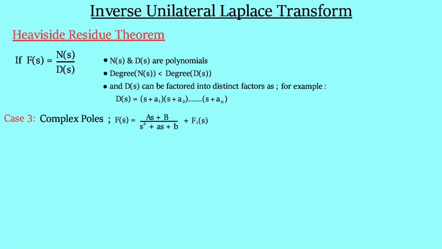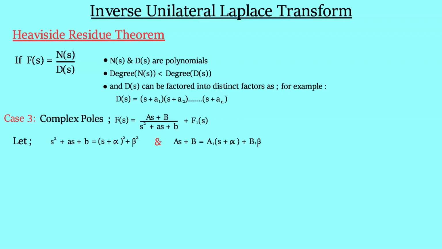The third case is when there are complex poles. The Laplace transform function can be represented as a sum of (as plus v) divided by (s square plus as plus v), where in the denominator we have assumed s square plus as plus v is having complex poles, and another term is represented which is F1(s). This we are assuming is either the case of repeated poles or simple poles, which we have already discussed in the previous two cases. So we will focus only on the first term.